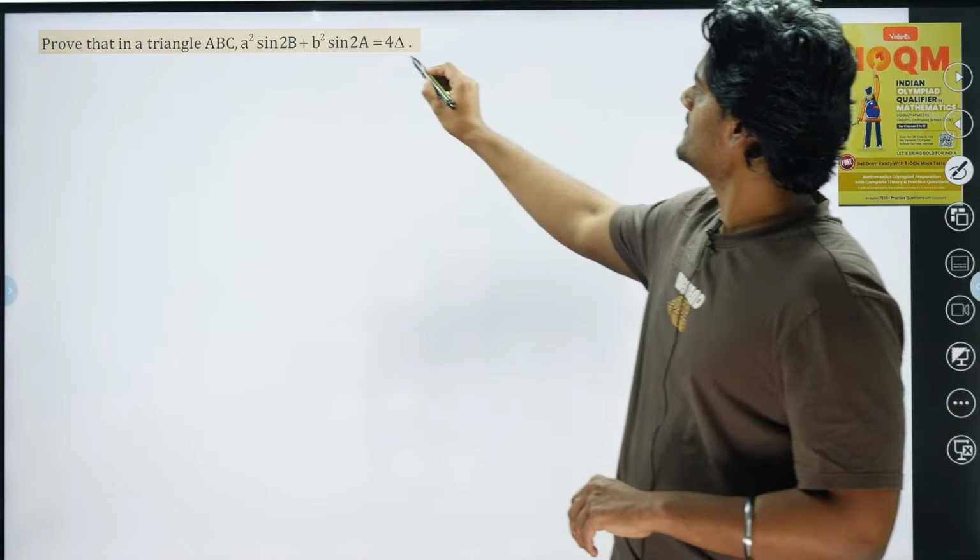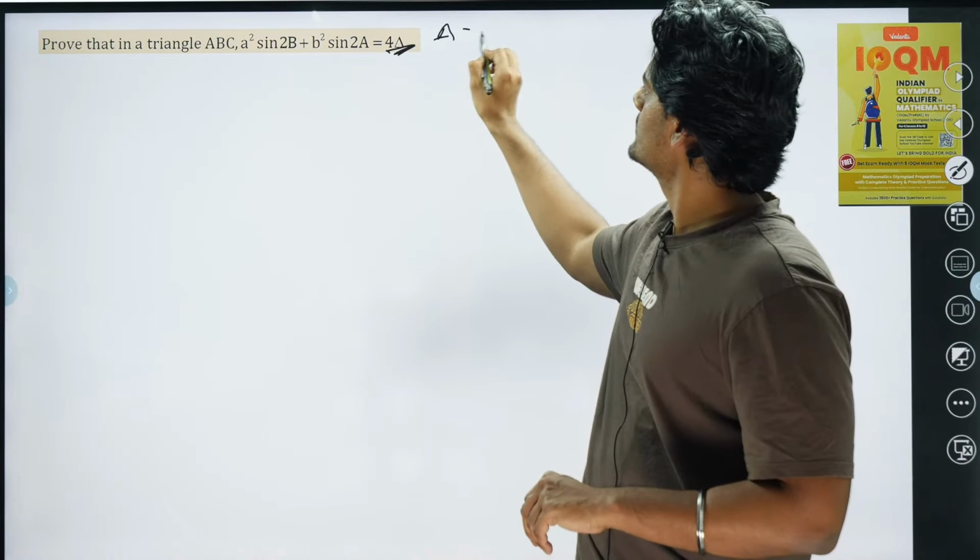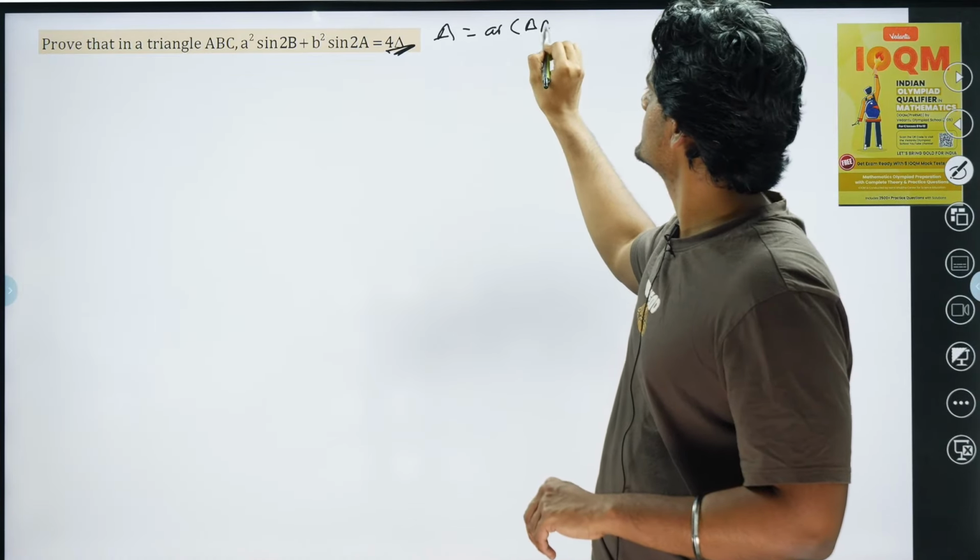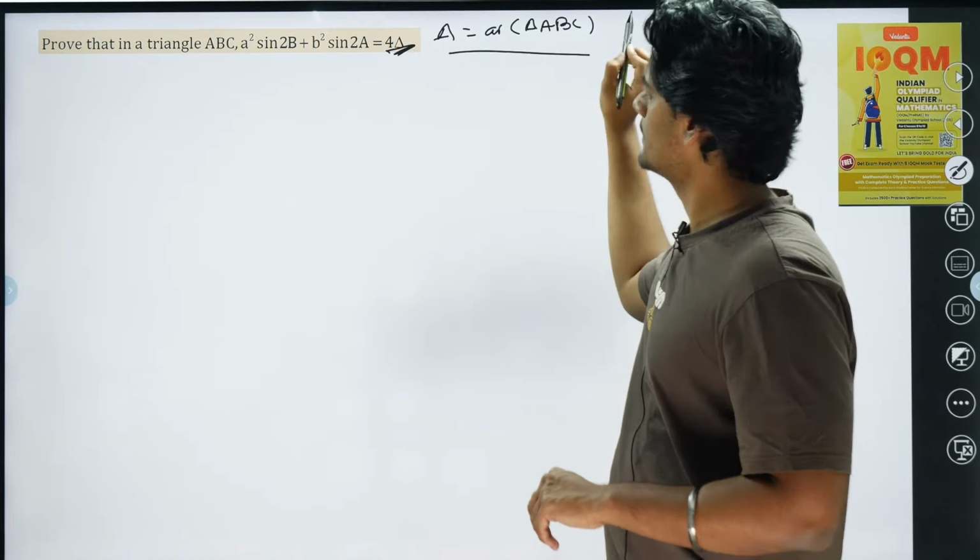4 times this triangle means area, by the way. Triangle equal to area of triangle ABC, in case you don't know. Right?